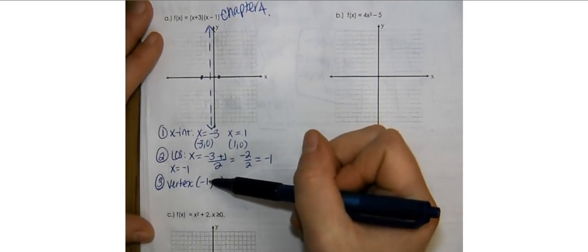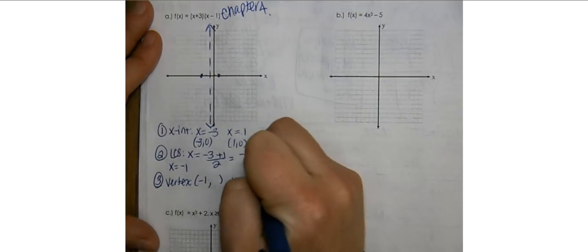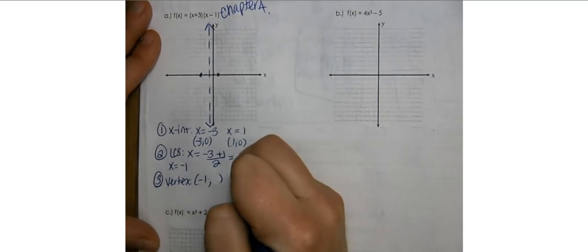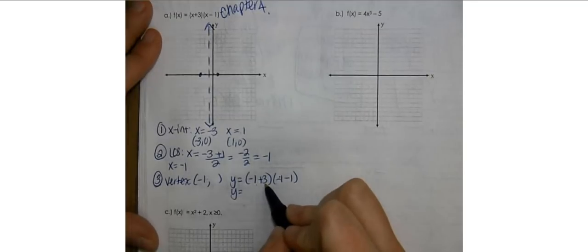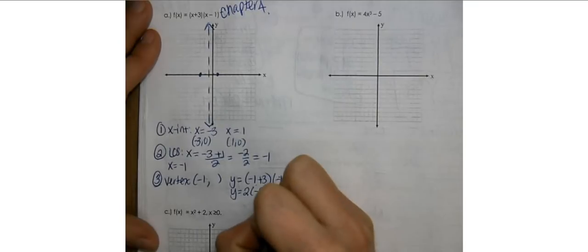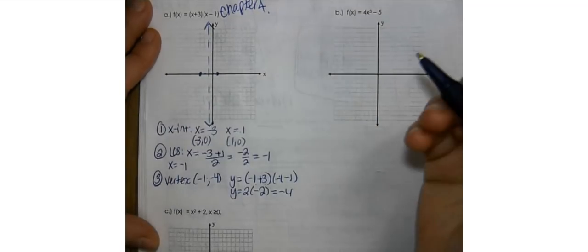The line of symmetry also represents our vertex x. So in terms of my vertex, I already know half of it. Now we need to find the other half. So I'm going to substitute -1 back into the original problem. So that's going to be y equals -1 plus 3 times -1 minus 1. So that's -1 plus 3 is 2. And -1 minus 1 is -2. And 2 times -2 is -4. So -1, -4 is our vertex.